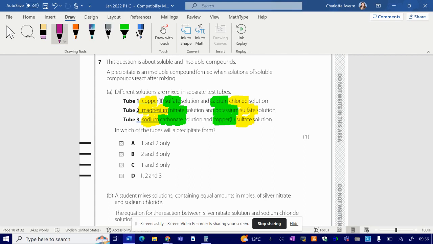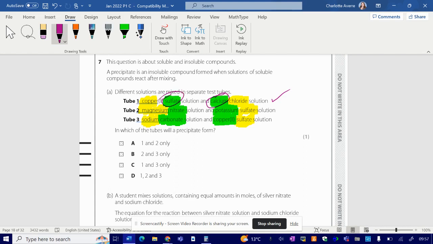Alright, so looking at tube number 1, copper chloride. Well, most chlorides are soluble except barium chloride and silver chloride. So copper chloride is soluble. Most sulfates are soluble except barium and calcium. So this one will not be soluble, so it will form a precipitate. The precipitate will be calcium sulfate.